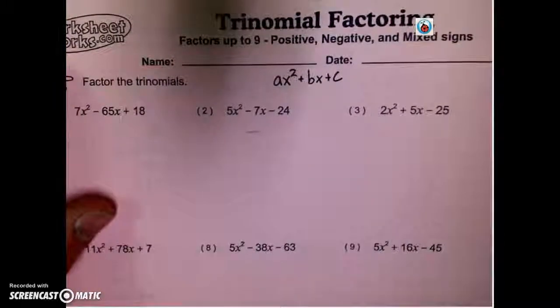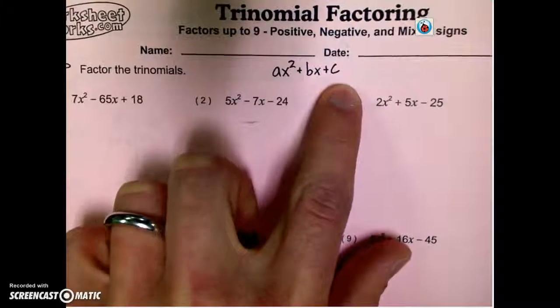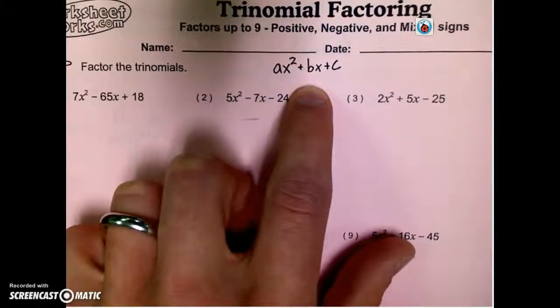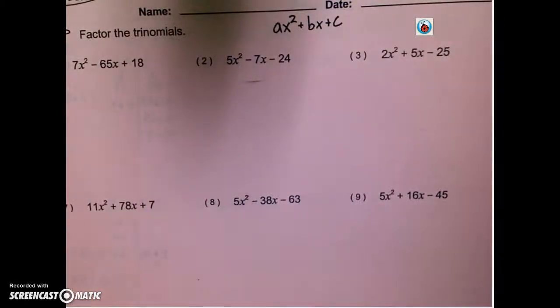So we're looking for numbers that multiply to give us A, numbers that multiply to give us C, that those in combination will add to give us B. All right, so let me show us what I mean by that, and we'll look at number 2 here to get going.